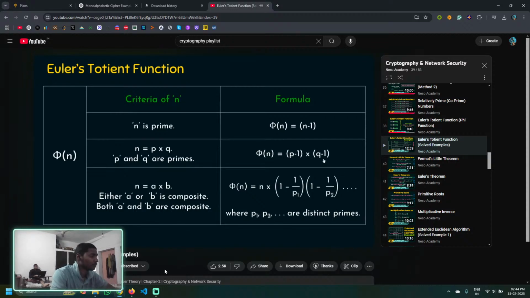In the example, we have taken 3 into 7, because we have taken n as 21. So 21 can be 3 into 7. So the answer for phi of n, if p is 3, is 3 minus 1 into 7 minus 1. In other words, 2 into 6, 12, right? So phi of 21 is equal to 12. No worries. Anyway, when you see some examples, you will understand things clearly. Let's see the third scenario.